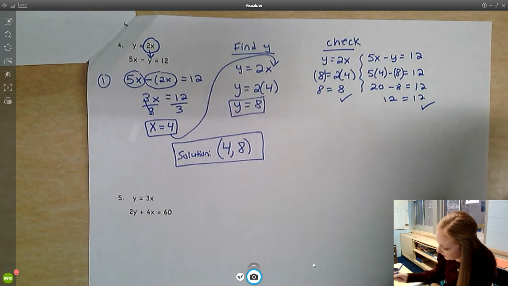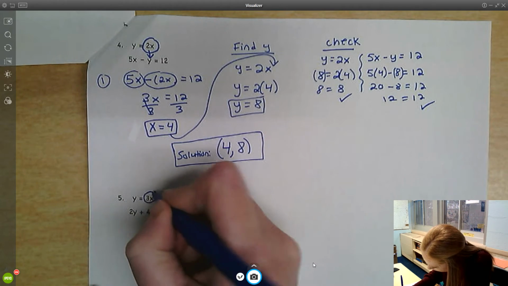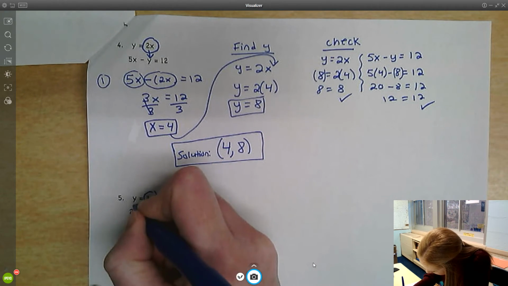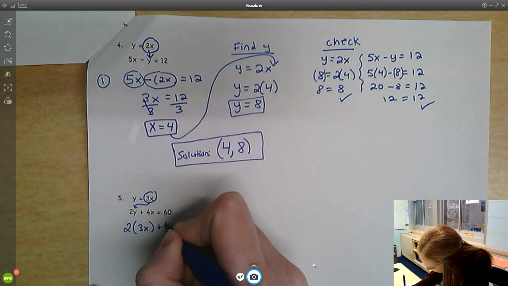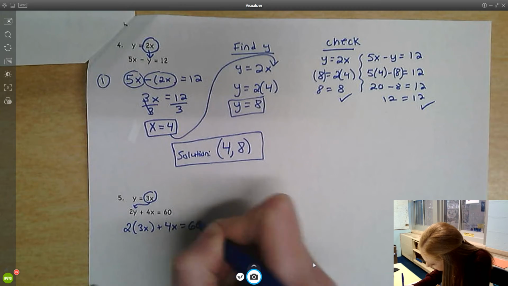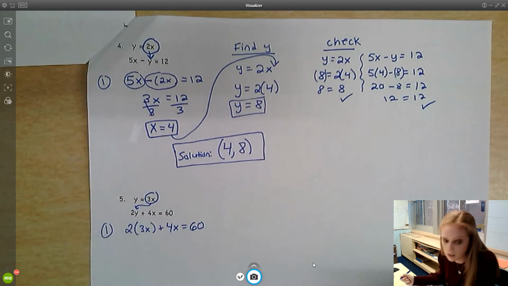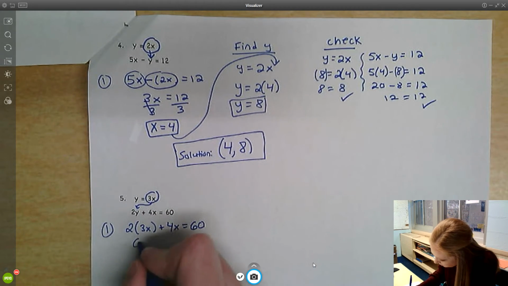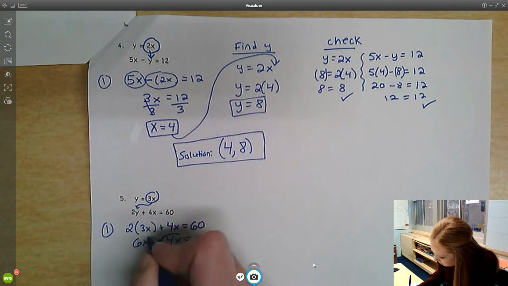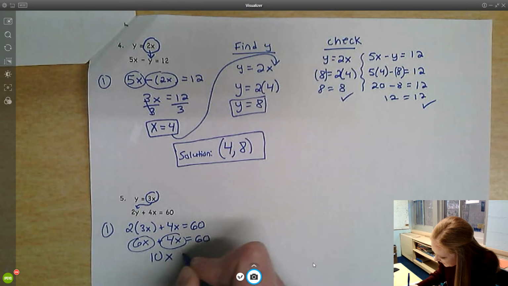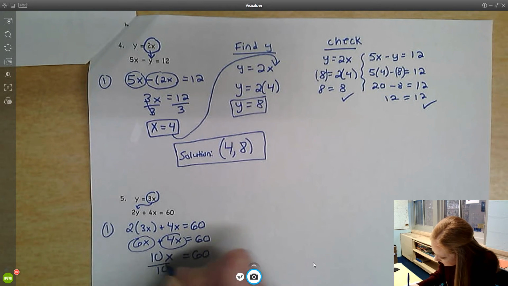Okay, let's look at number 5. Y equals 3x, so take that 3x and plug it in for y. So then we would have 2 times 3x plus 4x equals 60. We're going to solve for x now. 2 times 3x is 6x. Combine like terms. That's 10 x's on the left side. Divide both sides by 10.